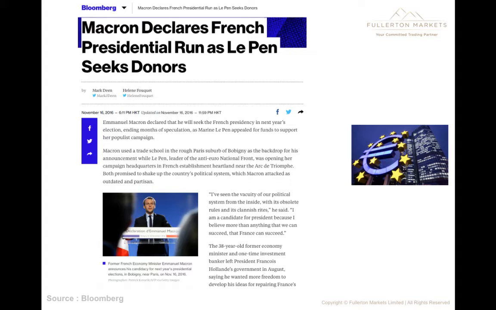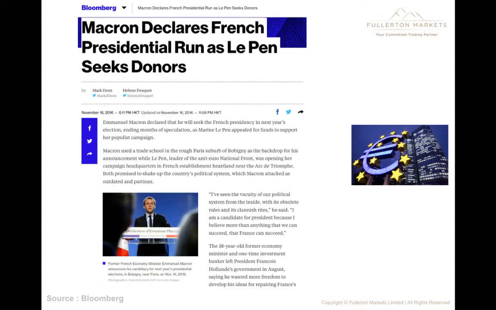So it'll be an interesting thing to look out for and follow the progress of this French presidential election as well. That will be something that all of us currency traders should be looking at from now, at least in the first to the second quarter of 2017.